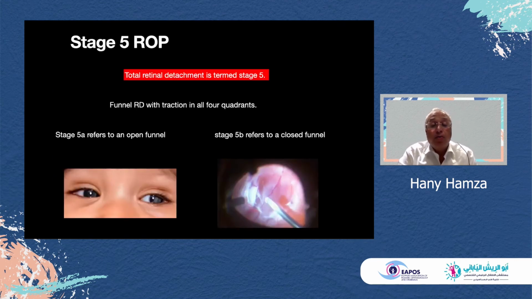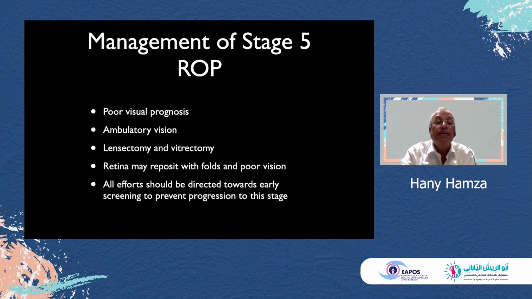Stage 5 ROP is characterized by total retinal detachment, and it is usually a funnel-shaped retinal detachment with traction in all 4 quadrants. It is further subdivided into stage 5A, referring to an open funnel, and stage 5B, referring to a closed funnel retinal detachment.